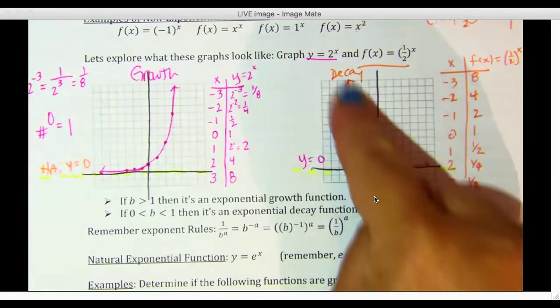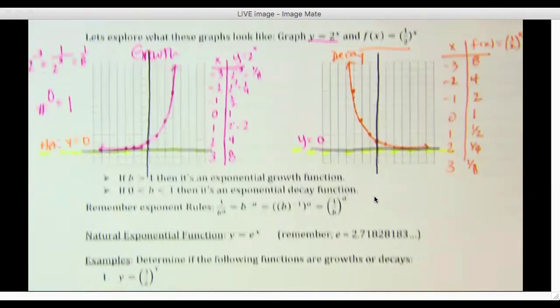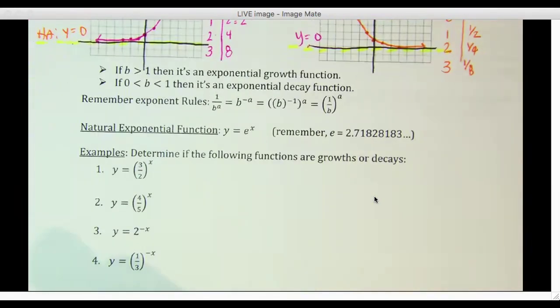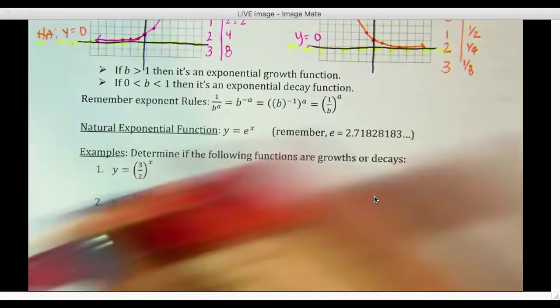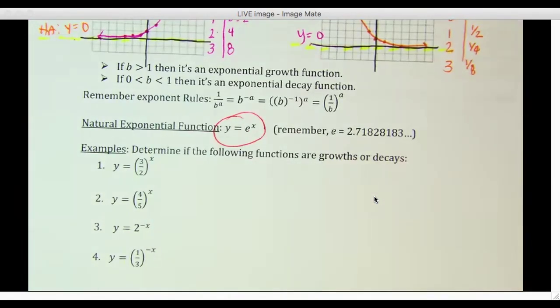Decay functions generally have this shape here, but we can do the same kind of shifting and shrinking that we have done with other examples, where we add values on the end and shift it up or down or left and right. There are some special examples, one of them being the natural exponential function, which you will see a lot in calculus. The number e is about 2.7, and that is called the natural number. So this is the natural exponential function.